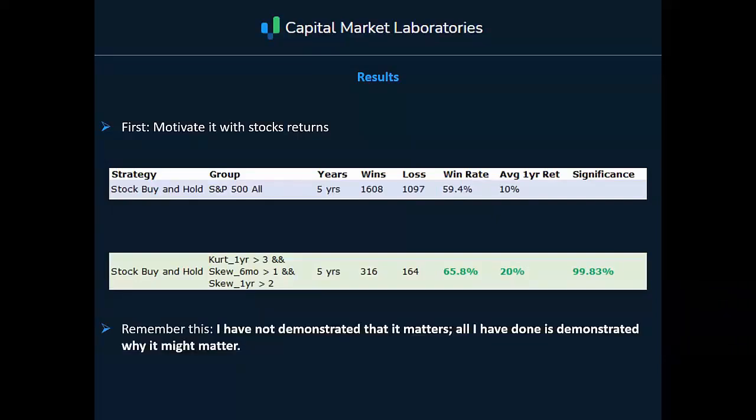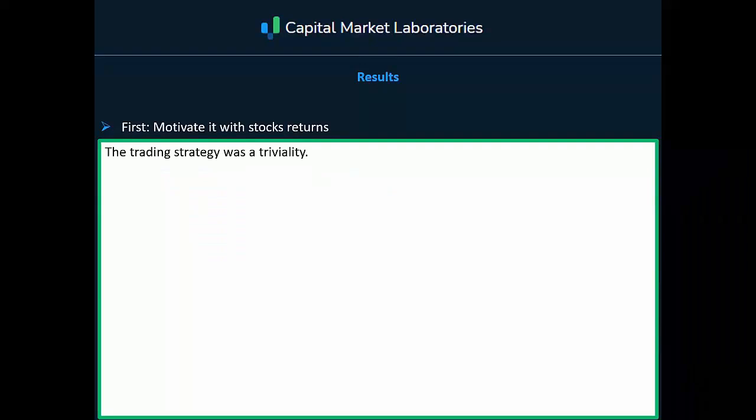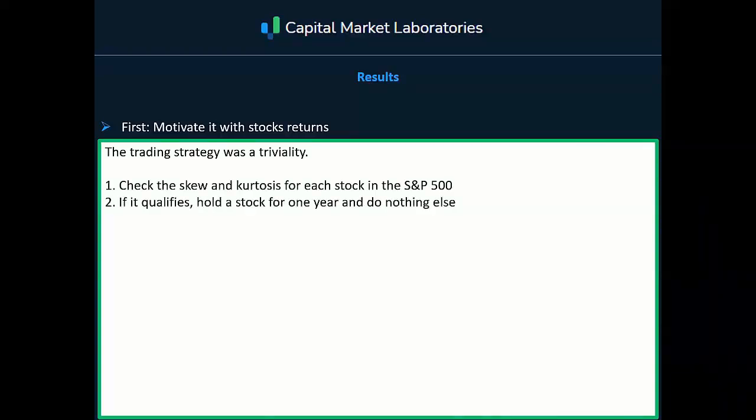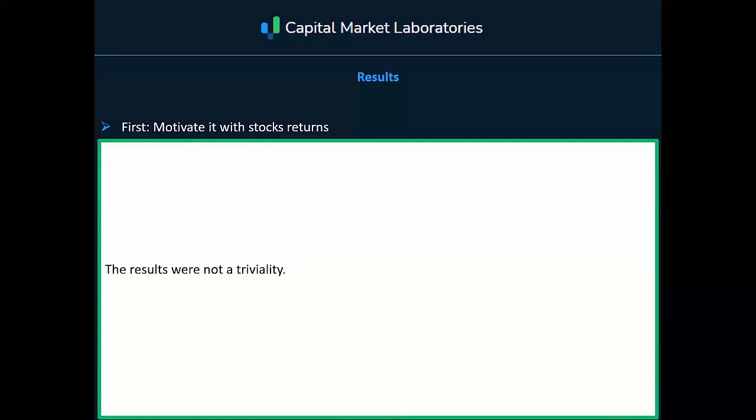So remember this. Remember when I said I have not demonstrated that it matters. All I have done is demonstrated why it might matter. Now for stocks, I have demonstrated that it matters. The trading strategy was a triviality. There's nothing special I did here. I checked the skew and kurtosis for each stock in the S&P 500. And if it qualified, I held the stock for a year and I did nothing else. It's the results that are not a triviality.